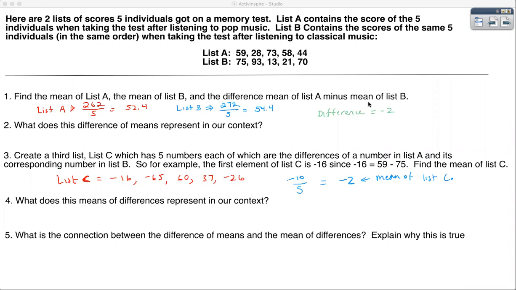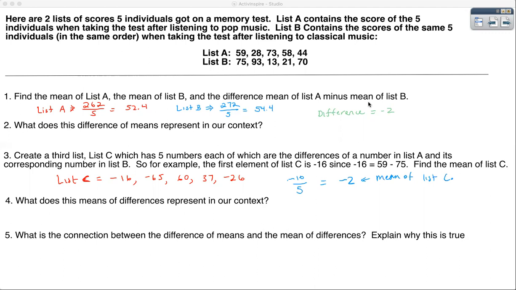Okay, now let's look at this next question. What does this mean of differences represent in our context? Now remember how we got list C, right? We took the numbers in list A and we subtracted the numbers in list B, right? The first element in list A minus the first element in list B, and so on and so forth. So what does this mean of differences represent in our context? This is an estimate for how individuals scored on the test after listening to 2 different types of music, right?